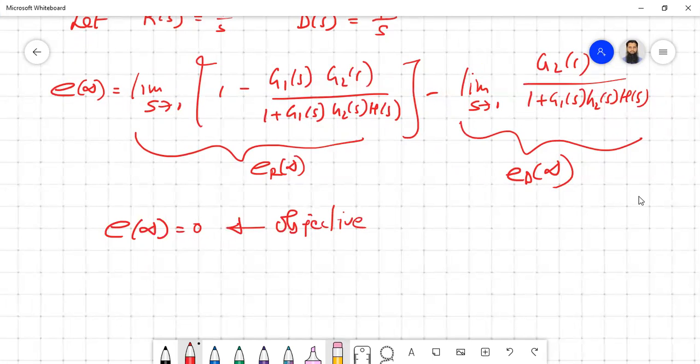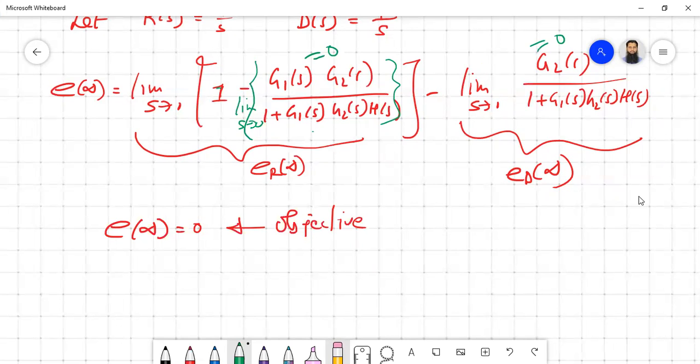The limit is only applied to this portion of the equation, because the one is always one. So if you put the limit here, this limiting value should give a magnitude of one. If it gives one, then one minus one will be zero. This term will be zero, and this term also has to be zero. Only if both terms are zero can our objective be fulfilled, which is zero steady state error.